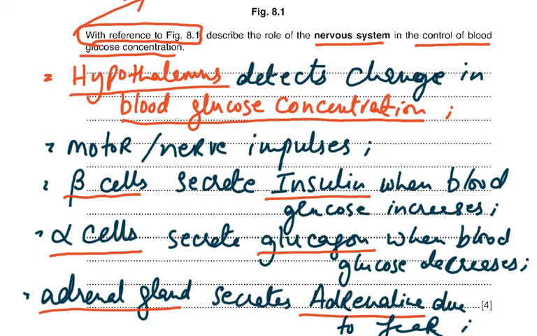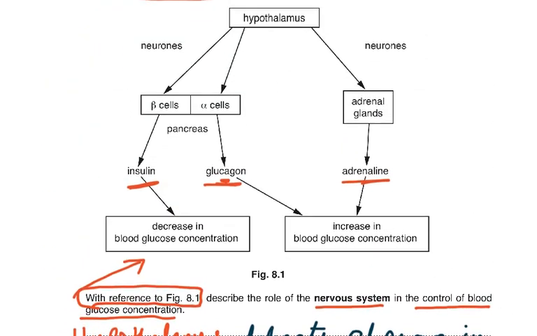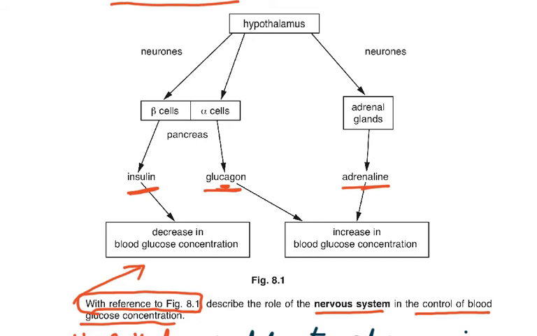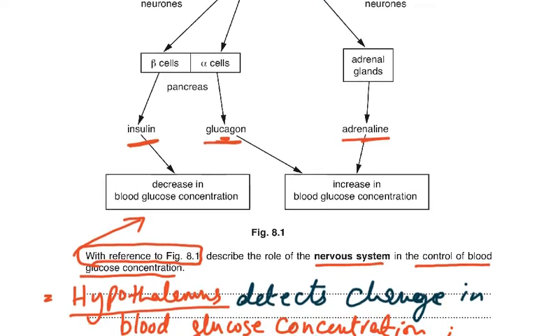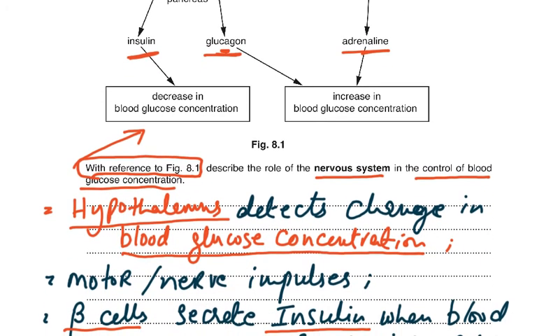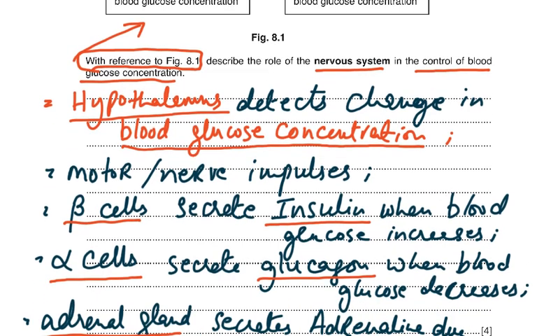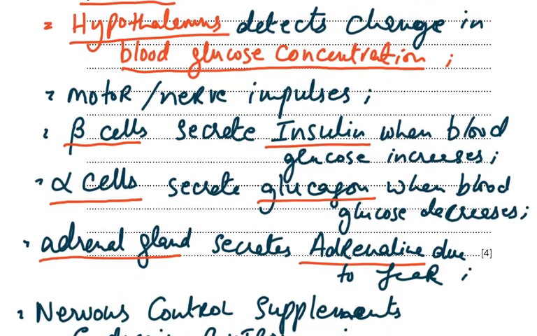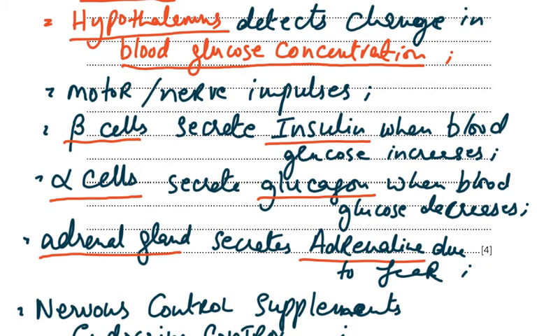Hypothalamus detects changes in the blood glucose concentration. Now this was of course given in the question. It said here hypothalamus, so you have to tell me what the role of the hypothalamus is. So hypothalamus detects changes in the blood glucose concentration. This is the first thing that we had to give. Then we said, okay, motor or nerve impulses are generated. Beta cells secrete insulin when blood glucose increases. Alpha cells secrete glucagon when blood glucose decreases.